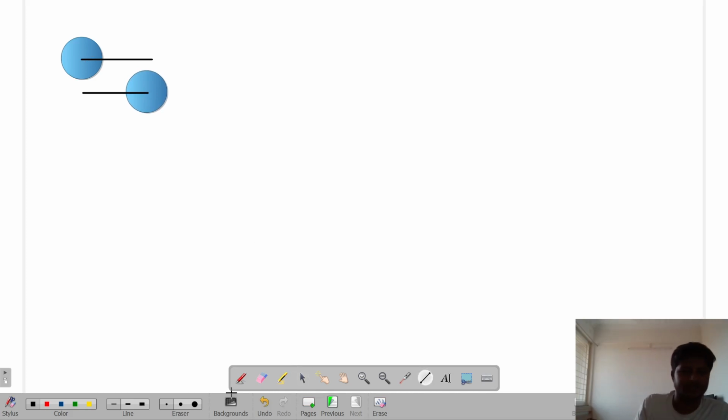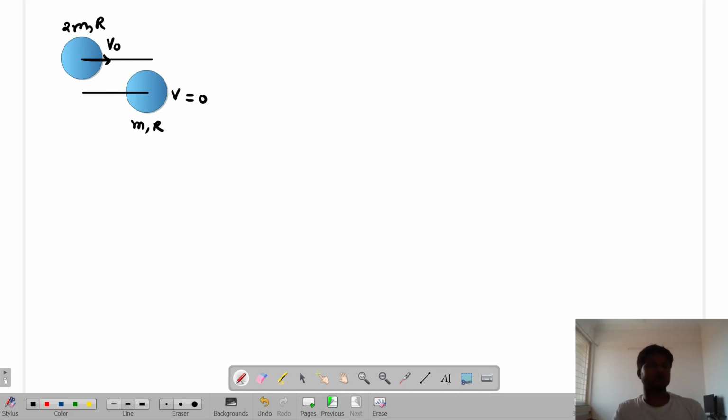So that means, let's suppose the mass given to us is 2m and radius r, and this has velocity v naught. This one is mass m and radius r, and it is at rest right now. V is equal to 0 for it. The gap between their centers is given to you, which is 2r by 3. How much? 2r by 3.